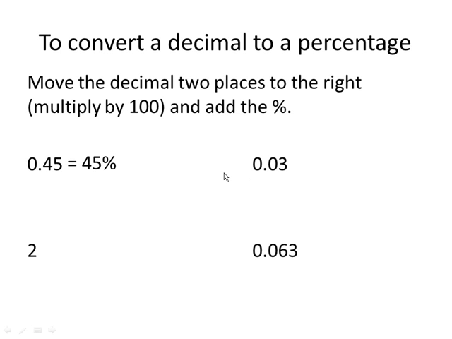Move it 2 places to the right, that becomes a whole 3%. If you start with 2, 2 has the decimal point after it. If I move it to the right 2 places, that gives me room for 2 zeros. So 2 is 200%. And 0.063. Move it 2 places to the right and gives me 6.3%.